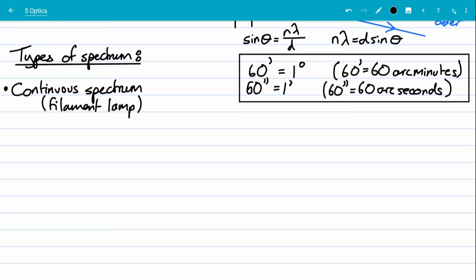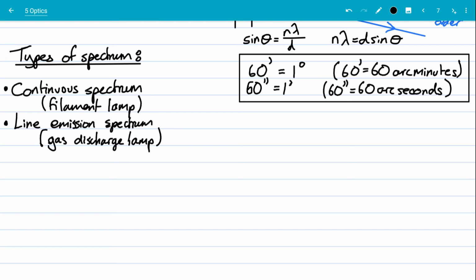We have a line emission spectrum. It's called a line spectrum because we use a single slit and it produces a line to make a coherent source. Line emission spectrum. So this might be, for example, your Geissler tube, your gas discharge lamp. The Geissler tube, that's not producing monochromatic light.